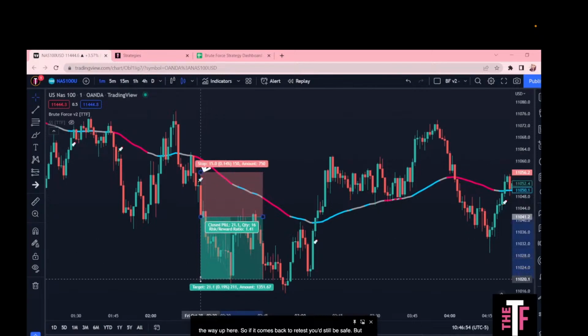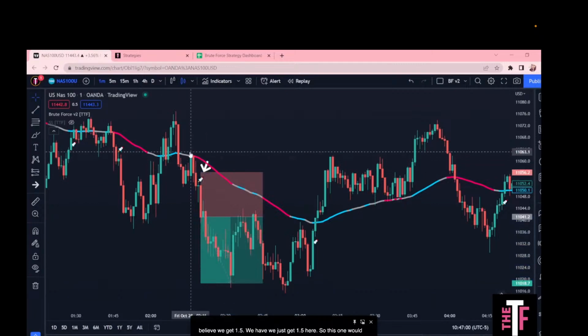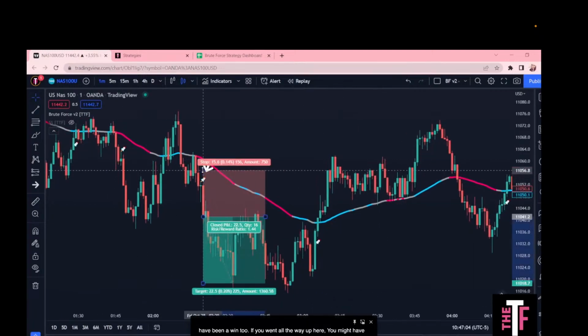So I like that, and then I believe we get 1.5. Yeah, we just get 1.5 here. So this one would have been a win too. If you went all the way up here, you might have just gotten it. You might not have.